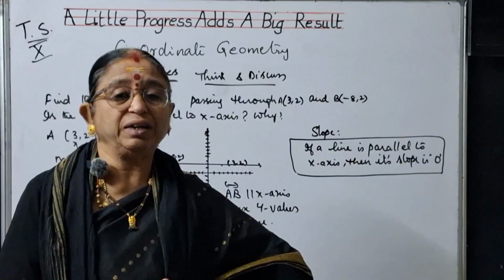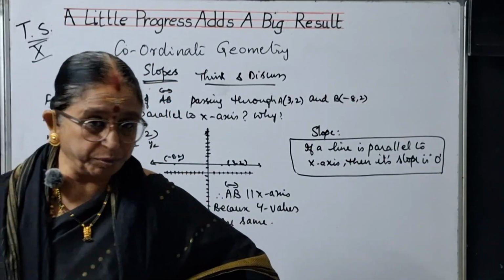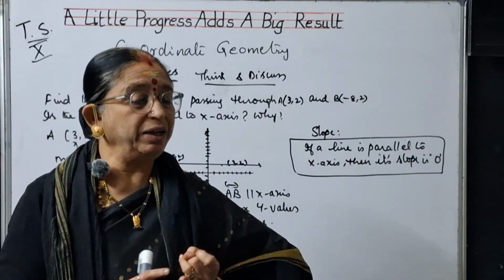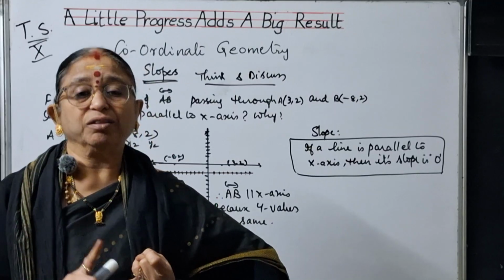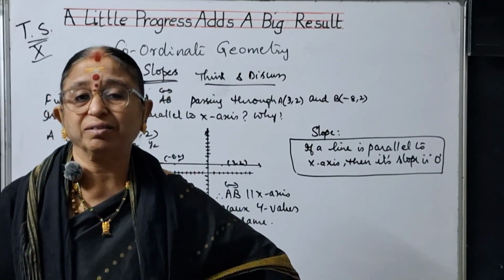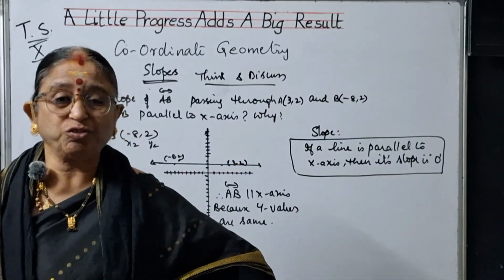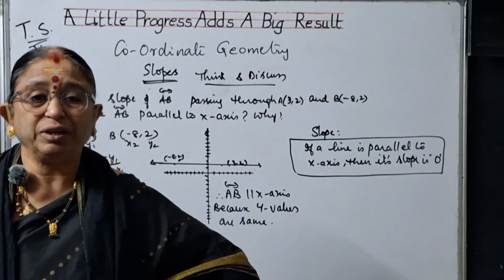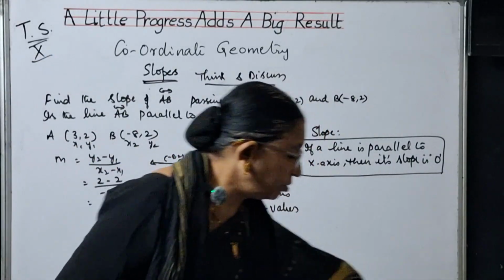So the general idea that we are going to get with these two problems is that if a line is parallel to the y-axis, the slope is not defined. If a line is parallel to the x-axis, the slope is 0. These 2 points are very, very important, children. Please note it down.